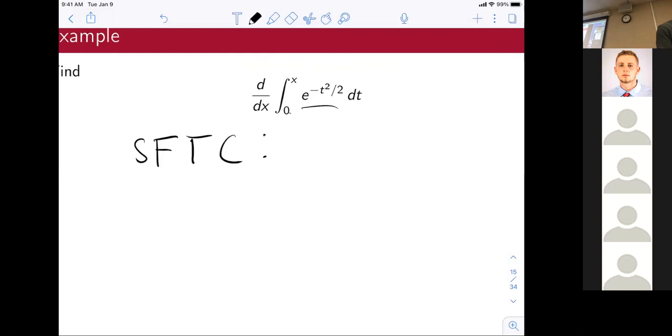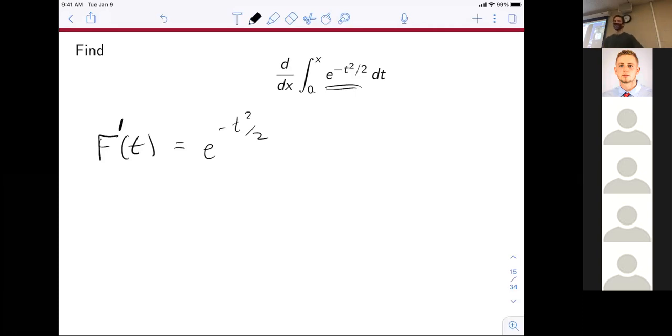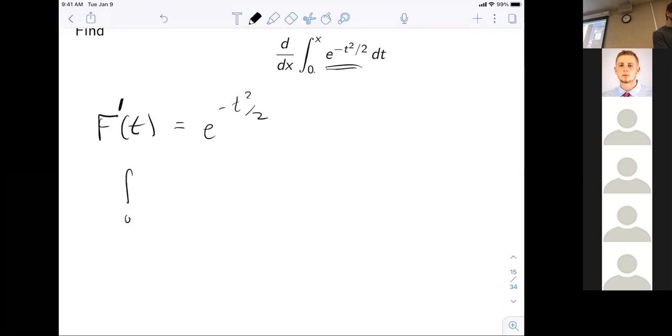Well, let's pretend for a second that we know some antiderivative of e to the minus t squared over 2. So that means capital F prime of t equals e to the minus t squared over 2. Let's pretend we know that that exists and we can write it down. Well, then the integral on the inside, the integral from 0 to x of e to the minus t squared over 2 dt, if I'm assuming big F is an antiderivative of e to the minus t squared over 2, what is this equal to in terms of big F?